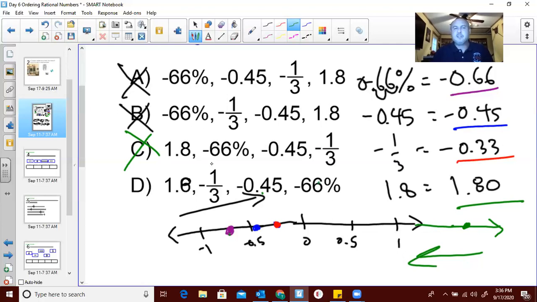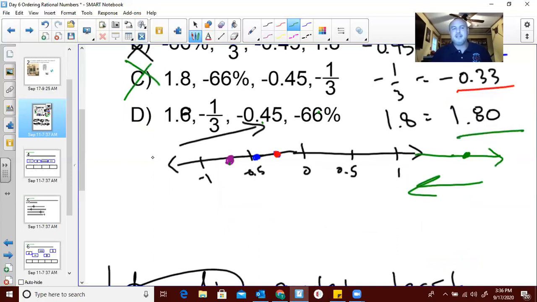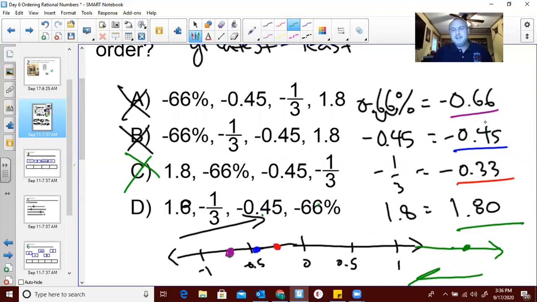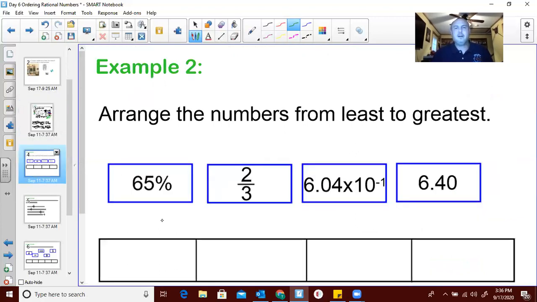Okay, so this one was a little tricky. Just remember to use your number line anytime you get decimals, especially when you have decimals this close knit together. Like if I had drawn a tight number line, these dots would be on top of each other. So I just want to be aware of that. All right.